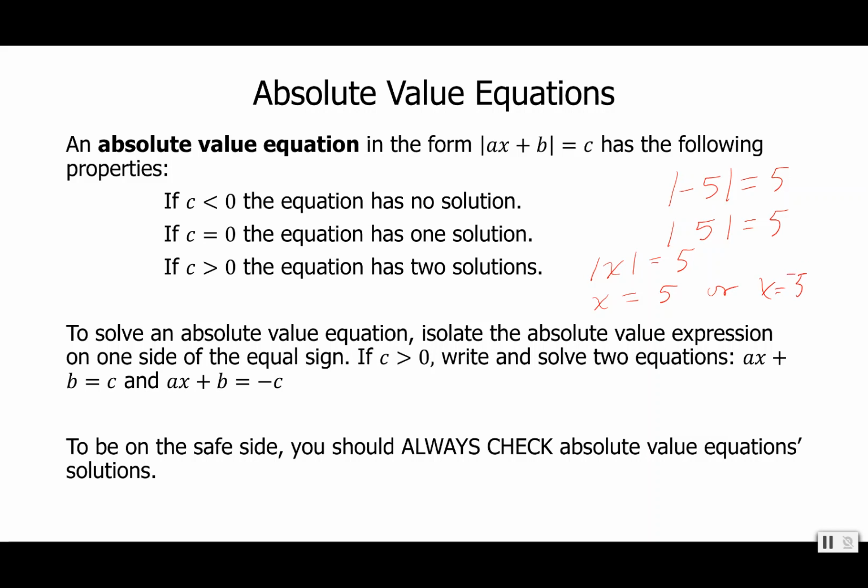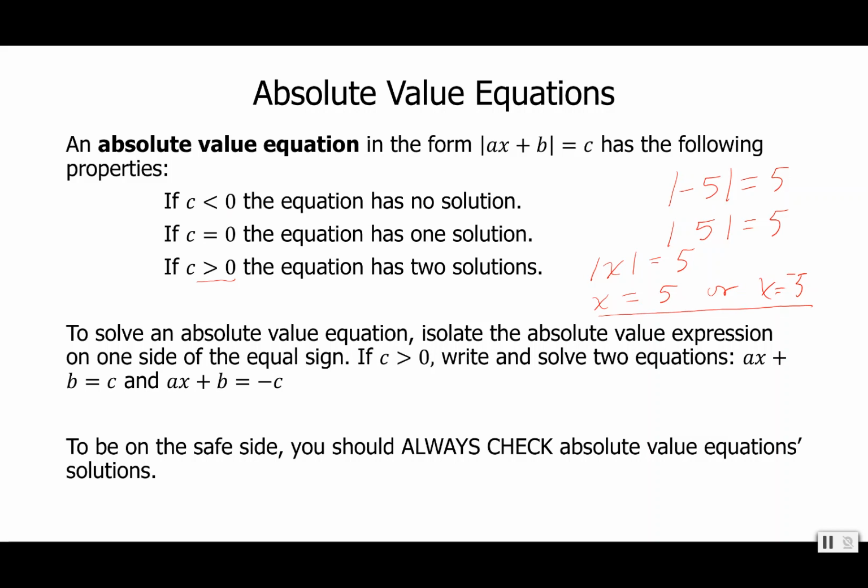Okay. So if you have an absolute value equation where the absolute value is equal to a constant, and that constant is greater than 0, then we're going to set up two cases for our two solutions, and this is going to be the most common one that we have.